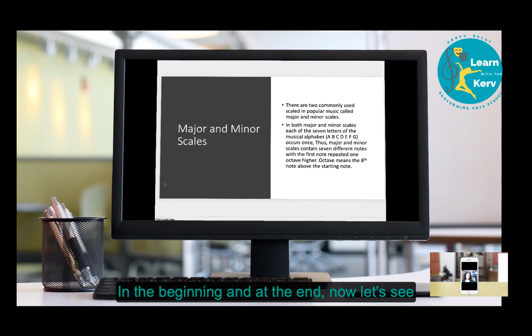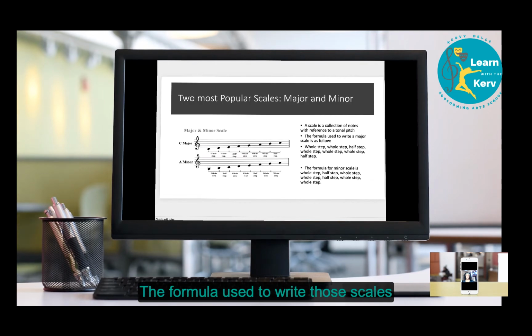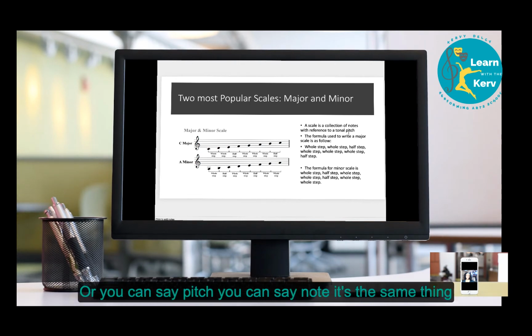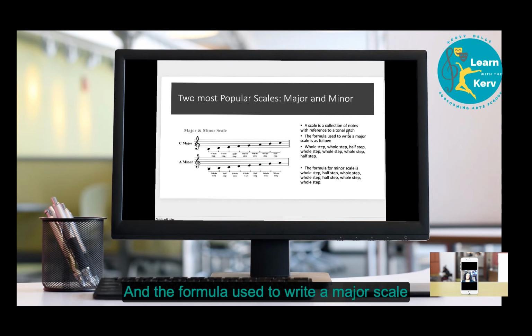Now let's see the formula used to write those scales. Now, major scale sounds happy, minor scale sounds sad. Just as a recap, a scale is a collection of notes with reference to a tone of pitch, or you can say pitch, you can say note, it's the same thing.